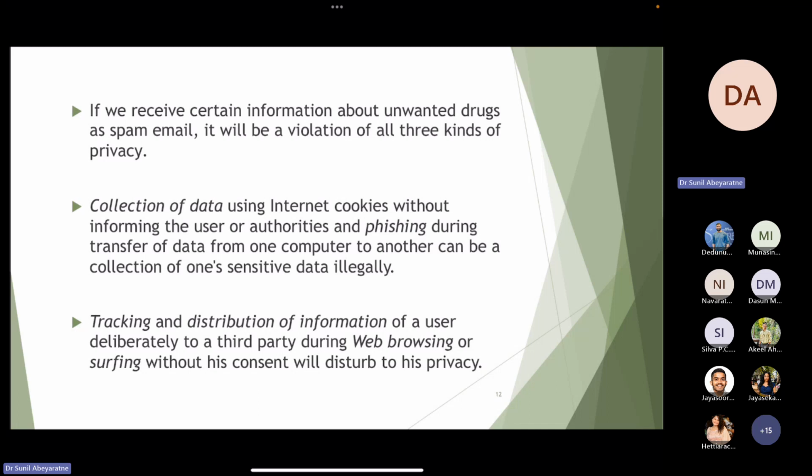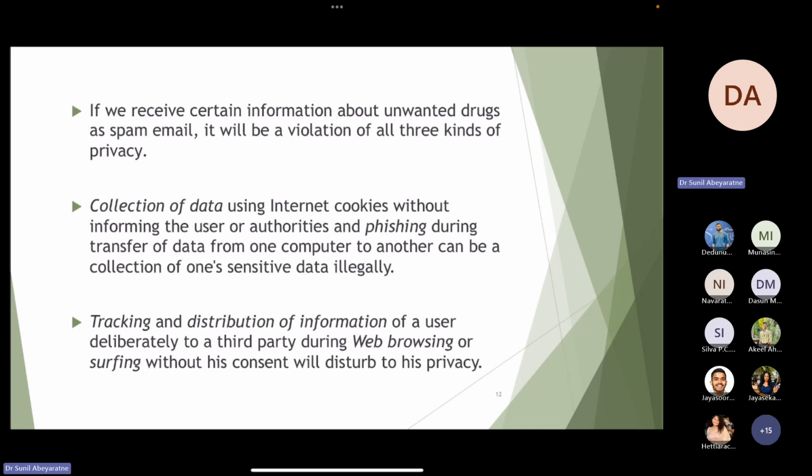That means they entered into our territory. First of all, they entered. Then they interfere with our day-to-day life. Sometimes they take our information out. So collection of data using internet cookies without the user's authority, and phishing during transfer of data from one computer to another, can be a collection of sensitive data illegally.